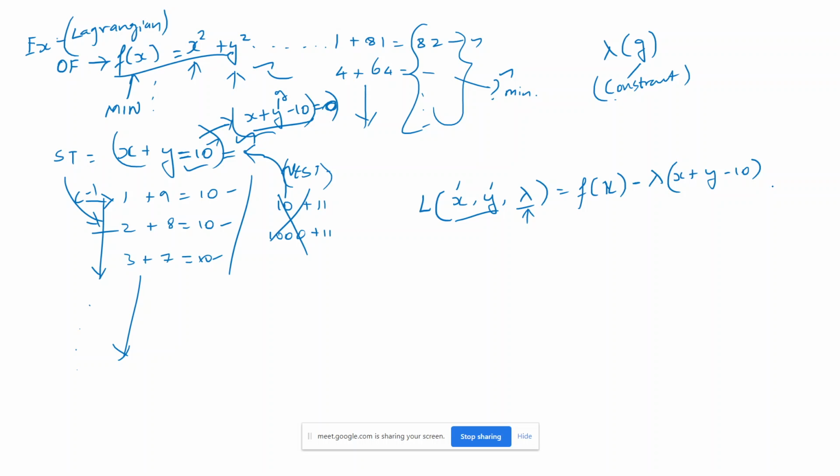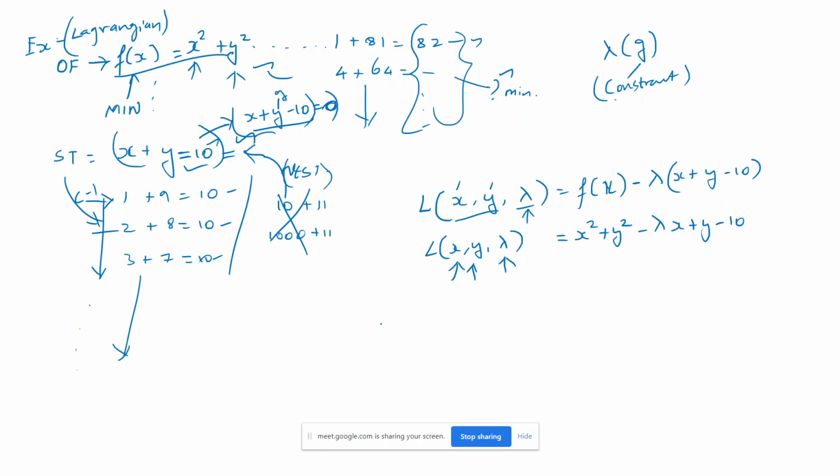Clear? And if you solve the same equation, L of x comma y comma lambda, this is the augmented function coming from both the objective function as well as the constraint equation, and it is nothing but x square plus y square minus lambda times x plus y minus 10. If you solve this equation, still we will not get the answer, so what we need to do is differentiate this equation with respect to the individual variables.